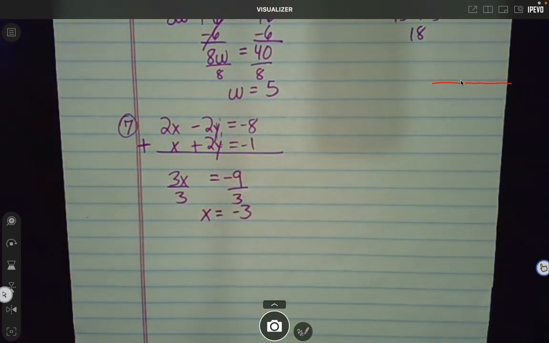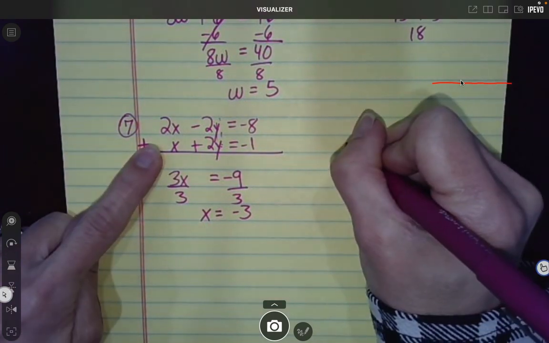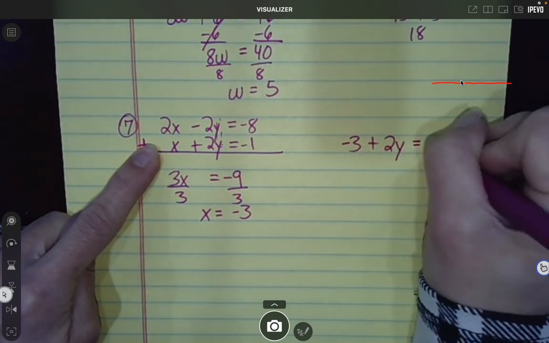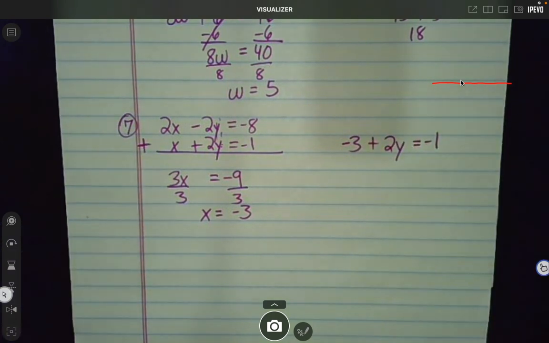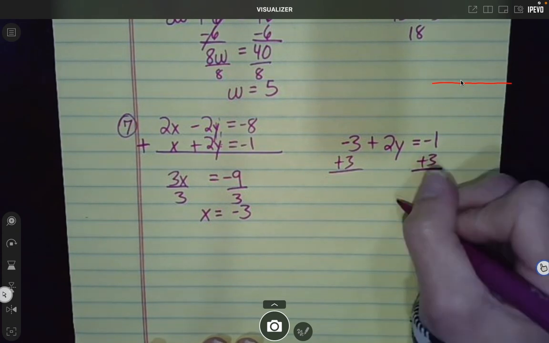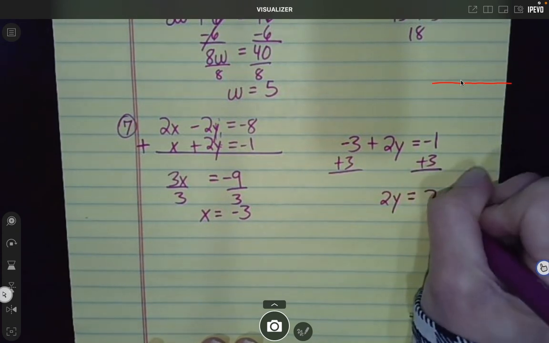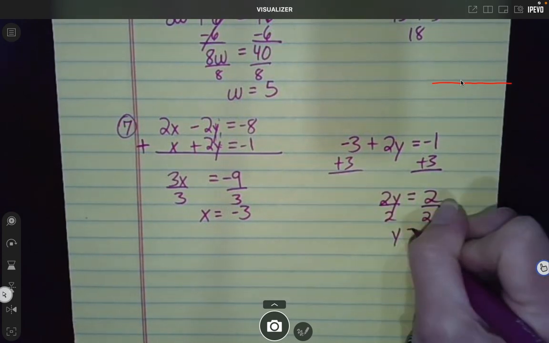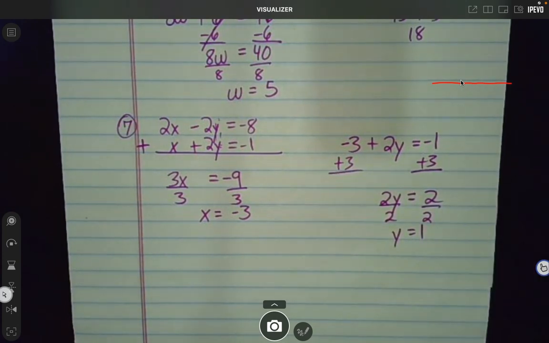Good thing on all these multiple choice is I can already tell my answer, right? But let's finish it. We'll just plug it in. Instead of x plus 2y, it's -3 plus 2y equals -1. Then what do? Then I add 3. And I get 2y equals 2. Then what? Yep, divide by 2. And y equals 1, which is what they have.